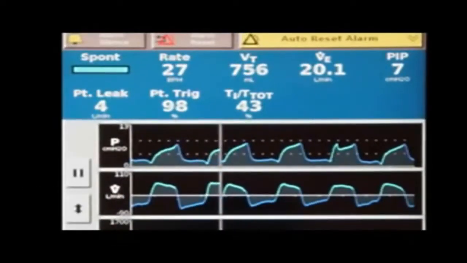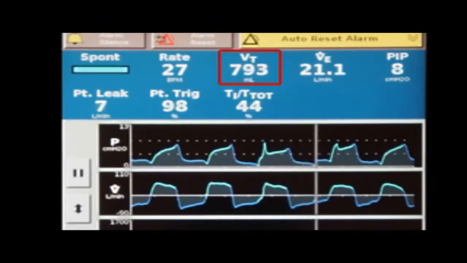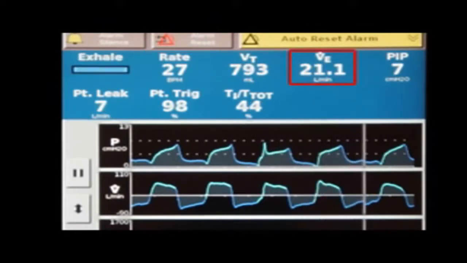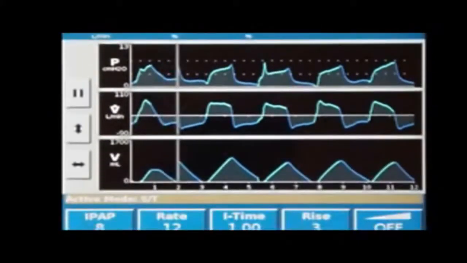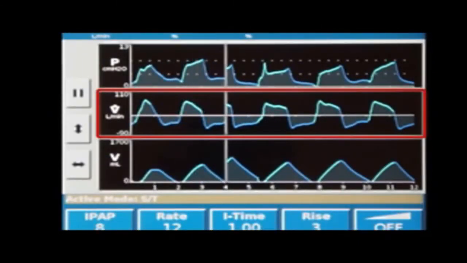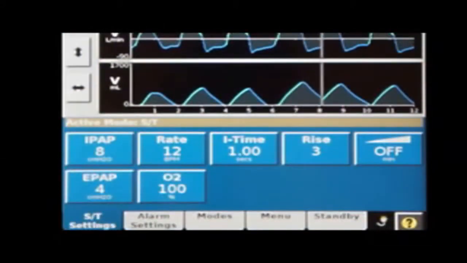The data in the top panel include the phase of the respiratory cycle, respiratory rate, tidal volume, minute ventilation, peak inspiratory pressure, and volume of air leak. The graphs indicate airway pressure, airflow, and tidal volume over time. The available settings depend on the mode.